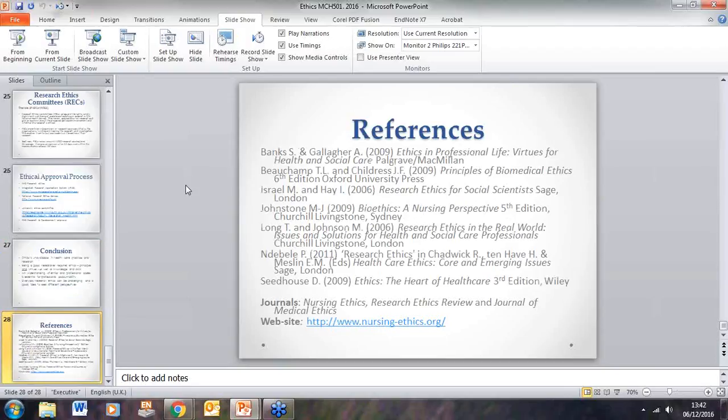And then I've got some general references there if you want to have a look at more on ethics. The first book there by Banks and Gallagher is a very useful book if you're interested in general professional ethics. If you want to look at Beauchamp and Childress, the Principles of Biomedical Ethics, they're very much focused on ethical considerations. And then there are a number of journals and websites, as outlined there, that can help you with ethics generally or nursing ethics more specifically.